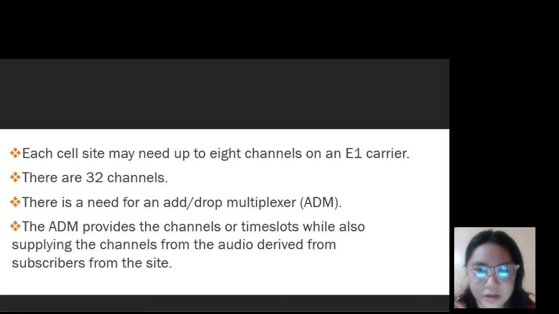In GSM networks, each cell may need up to 8 channels on an E1 carrier. There are 32 channels, so there will be about 4 channels allocated to each cell site. In order to share one E1, there is a need for an add or drop multiplexer, or an ADM. The ADM provides the channels for time slots while also supplying the channels for the audio derived from subscribers from the site.